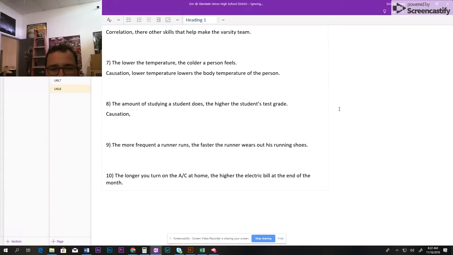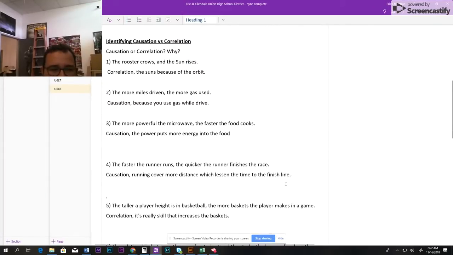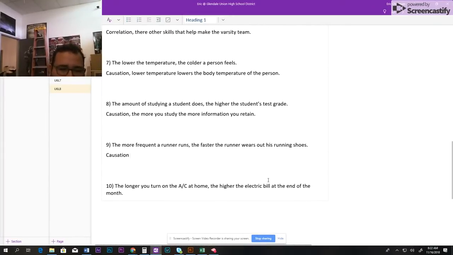Okay, the more you study, the more information you retain. Okay, and then number 9, the more frequently a runner runs, the faster the runner wears out his running shoes. Causation again. Okay, causation, because it is wearing on the cement more, on the ground more. So you're going to wear out your shoes.